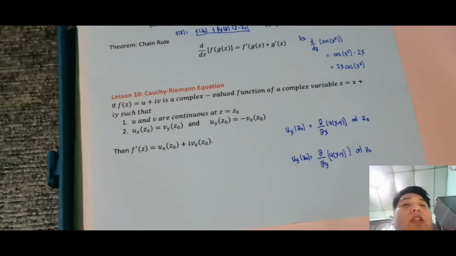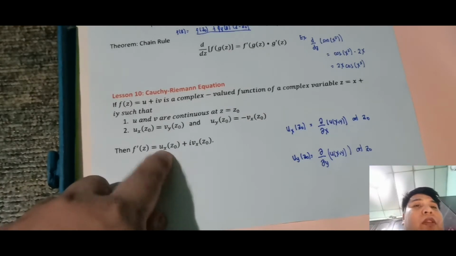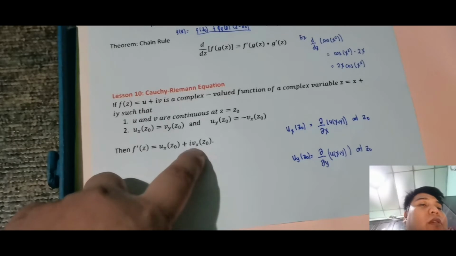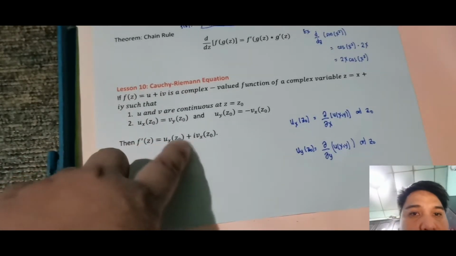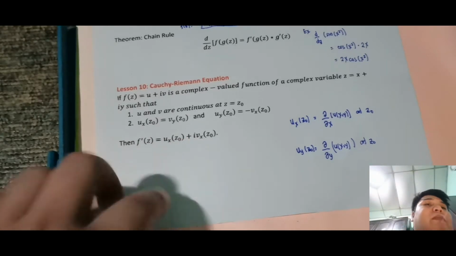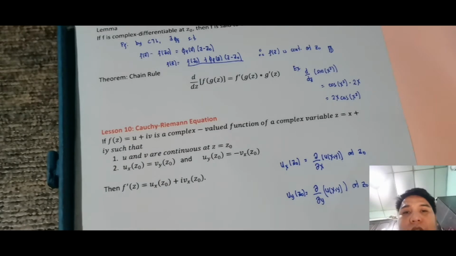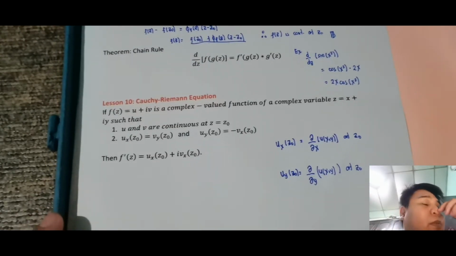Ngayon, anong sagot sa derivative? Ang sagot sa derivative is f prime of z is equal to partial derivative of u with respect sa x plus i partial derivative of v with respect sa x. Okay, so, sir, hindi nagagamit yung y? Pwede rin yun, kaso mas ito yung ginagamit ko. Okay, mas familiar. Okay, so proceed tayo sa example para mas maintindihan mo.